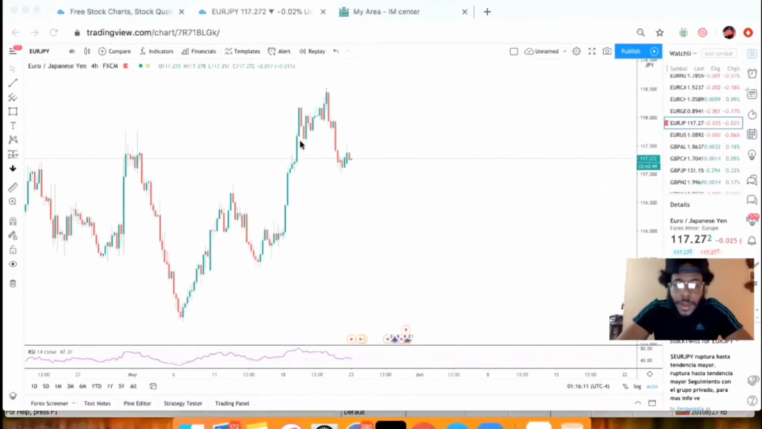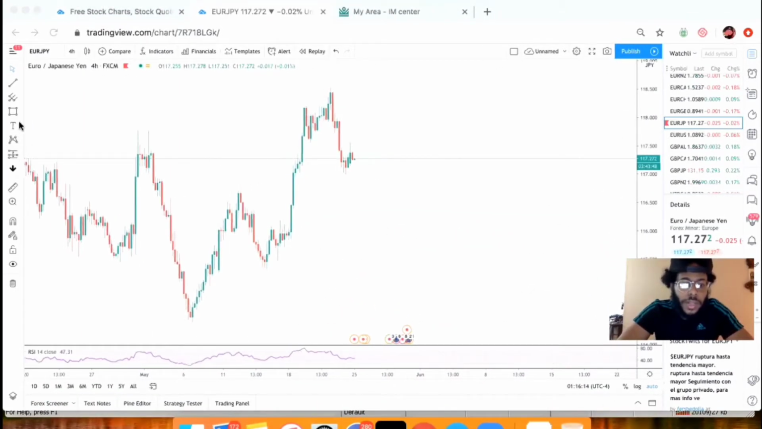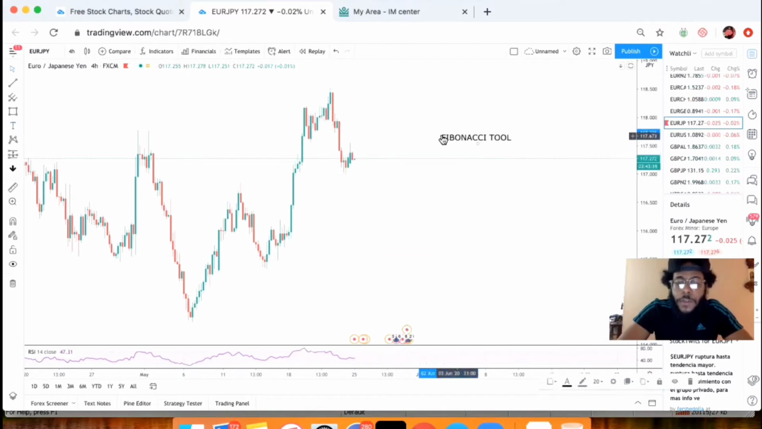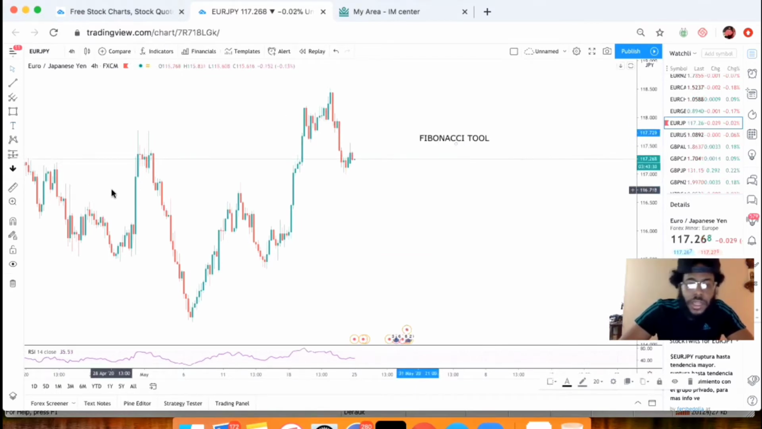So now we're going to go ahead and understand how we trade using the Fibonacci tool, right? The Fibonacci tool is really, really cool because what it tells us is levels where price is likely to react from, right?